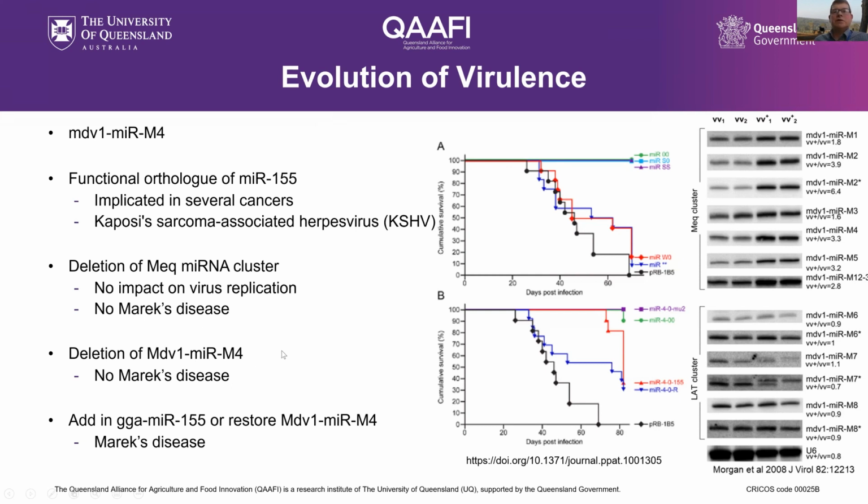And then they've also shown that if you knock out miR-M4, you also abrogate the capacity to form the tumour. So when I say Marek's disease, that's what I'm talking about, it's the tumour. And then they also have shown that if they switch in the chicken version of miR-155, you actually restore the capacity to form those tumours.